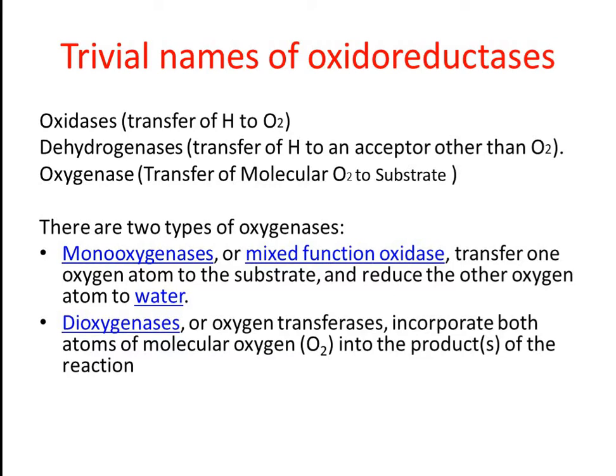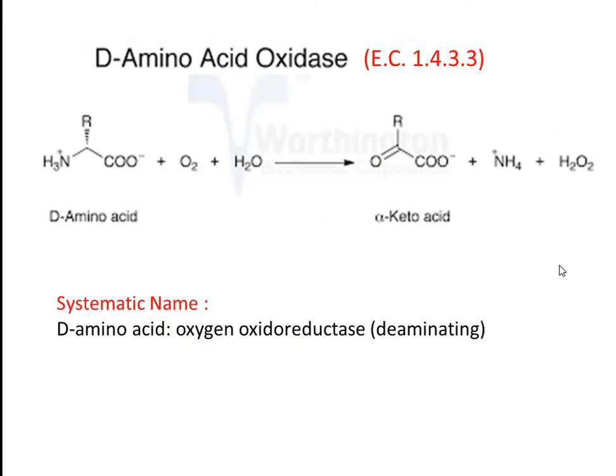So the oxygenase is further divided into 2 types. One is called monooxygenase or mixed function oxidase, which transfers one oxygen atom to the substrate and reduces the other oxygen atom to water. The second type is the dioxygenase or oxygen transferase, which incorporates both atoms of molecular oxygen into the products of the reaction. So now we will see some examples of each of these classes.